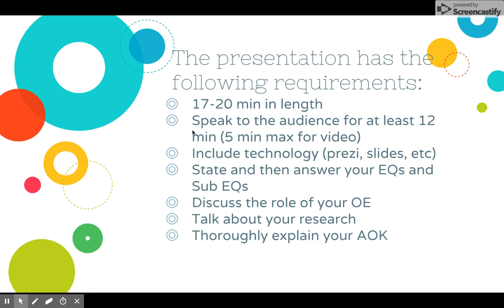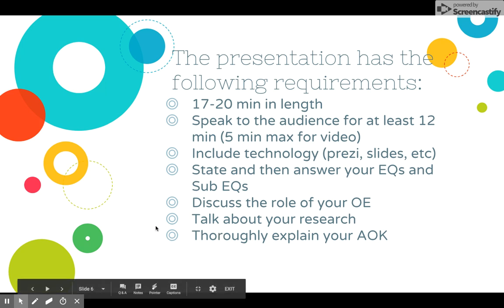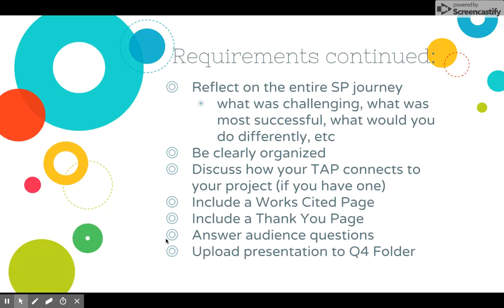All right. In terms of technology to include, most kids use Google Slides, but you don't have to. And then these sorts of things are just things that you should include in your presentation, including thoroughly explaining your AOK. And again, all these things are on the rubric, so really it's important to consult the rubric.